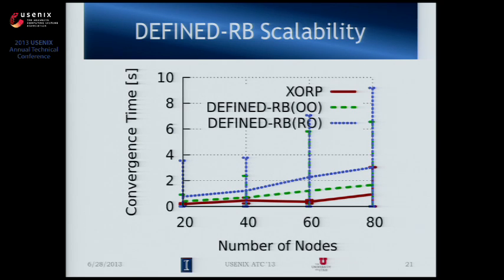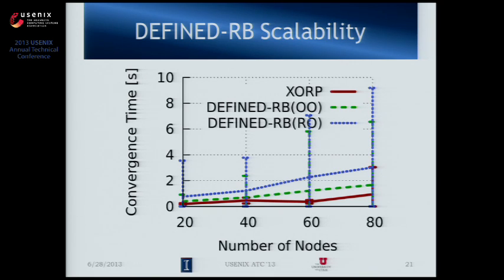For DefineRB, we measure the convergence time for different numbers of nodes. The red line represents the performance of the vanilla XORP, and the green line represents the DefineRB performance using the optimized ordering. The blue line represents DefineRB, but without the latency information. In this figure we plot the average as well as the standard deviation.